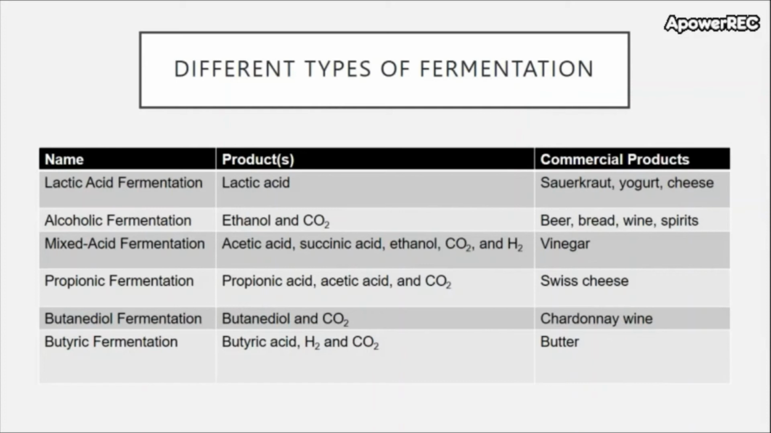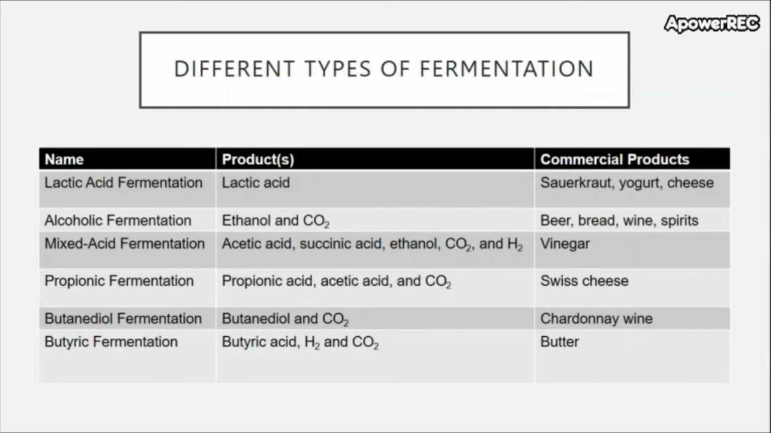Ethanol, CO2, and H2. It's used in processes such as making vinegar. Vinegar's main acid is acetic acid. Propionic fermentation produces propionic acid, acetic acid, and CO2. So if you've ever looked at the eyes of Swiss cheese, those eyes are bubbles made from CO2 production and propionic acid.